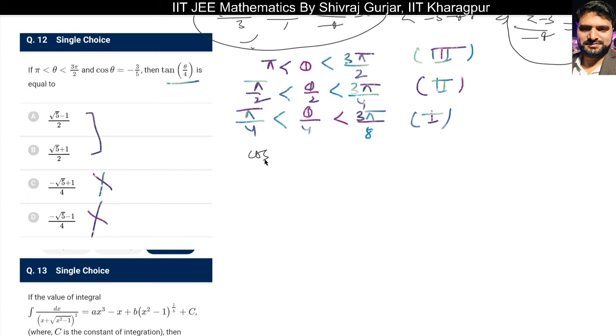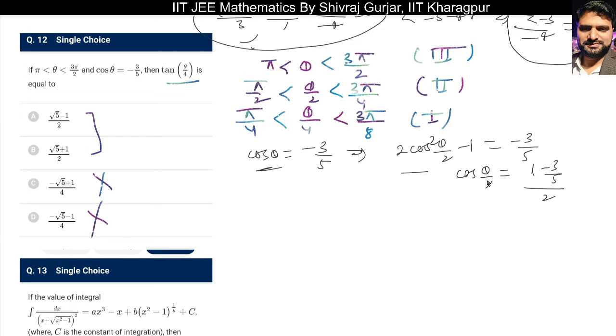So cos theta is minus 3 by 5. From this we can say that 2 cos square theta by 2 minus 1 equals minus 3 by 5. Cos theta को half angle में convert किया. From here we can say that cos square theta by 2 is 1 by 5. From there we can say cos theta by 2 is equal to plus minus 1 by root 5.